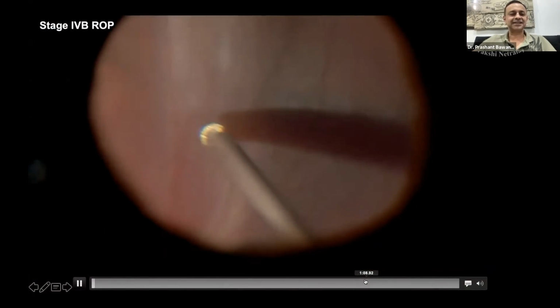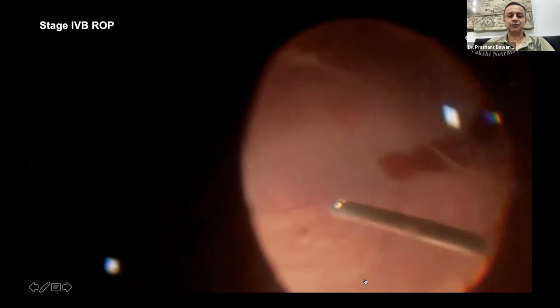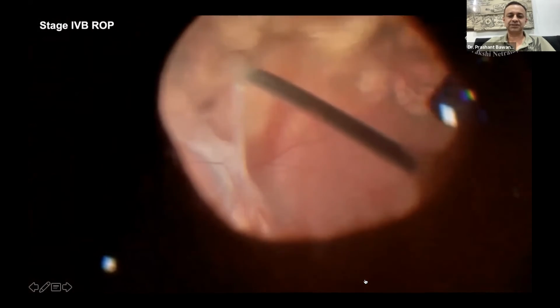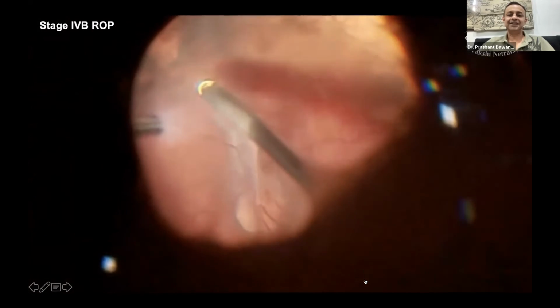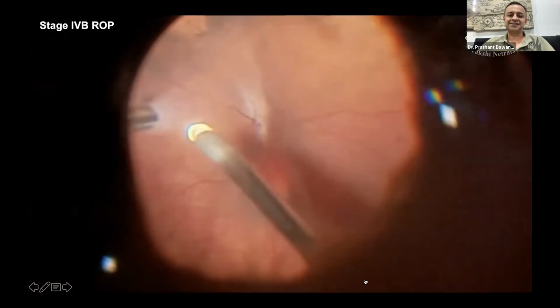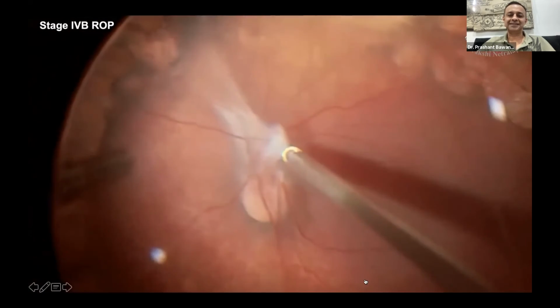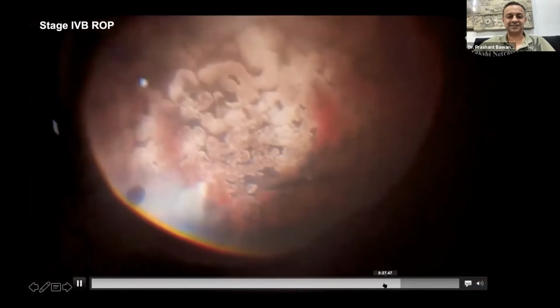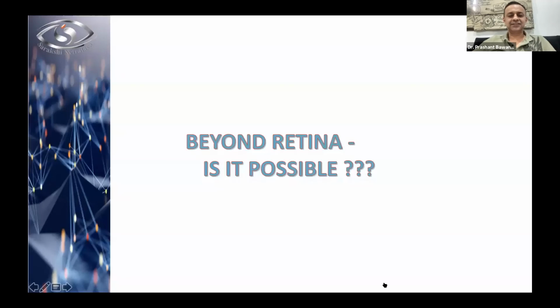Well, and this is another case. So this is another case of a ROP which I'm sharing with you. We have done more than 10 to 12 cases now on this particular system. And you can see even such complicated cases like ROP, we do not hesitate and we just go ahead with any routine procedures on this particular system. Well, another case of ROP.